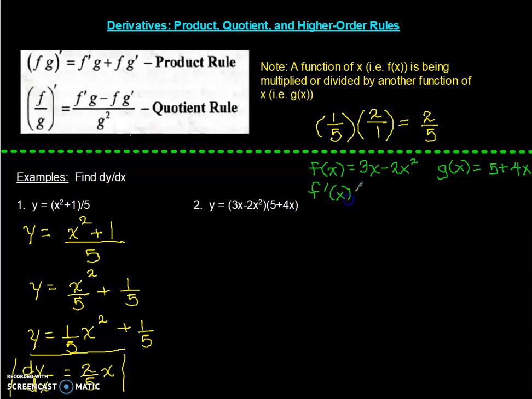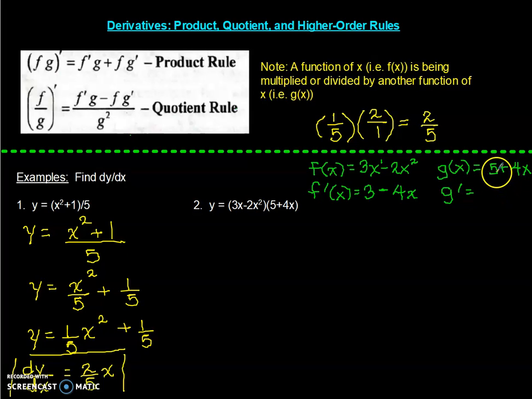So f prime, we're going to just use the power rule for each term. So 3 times 1 would give me 3, and 1 minus 1 is 0, so it would just be 3, minus 2 times 2 is 4, and if I take 1 away from the power, I'll get x to the first power. So for g prime of x, I'm just not writing the x just so I have a little bit more room.